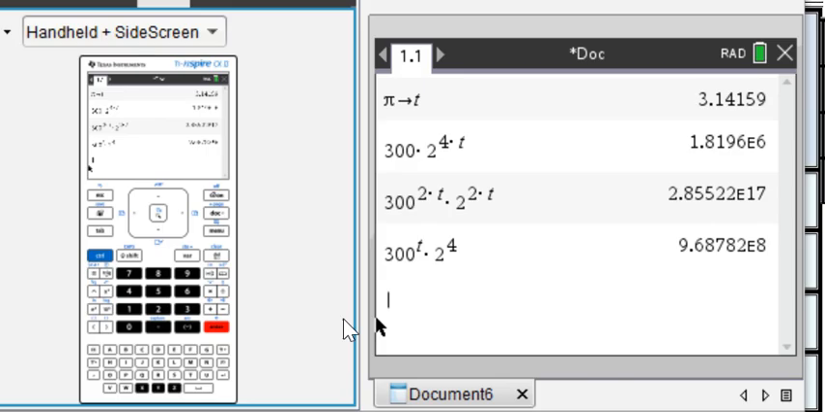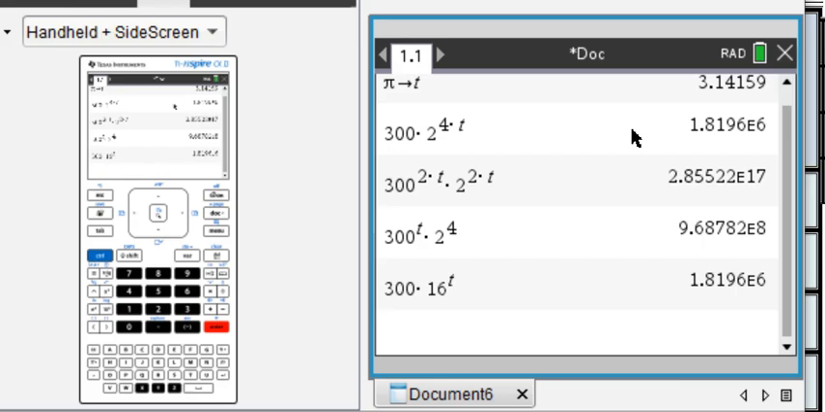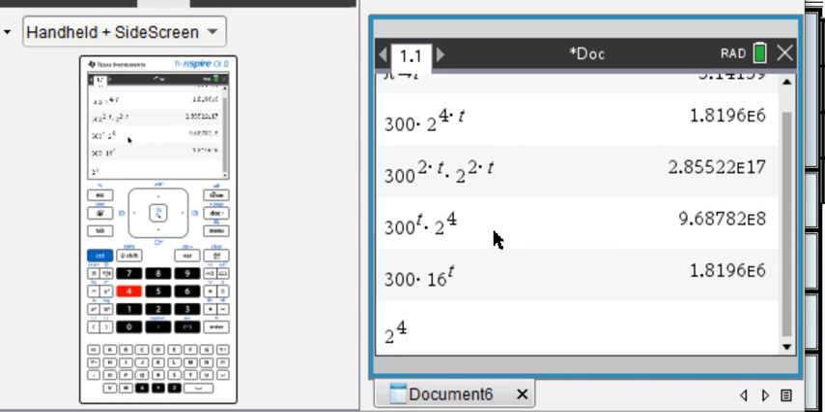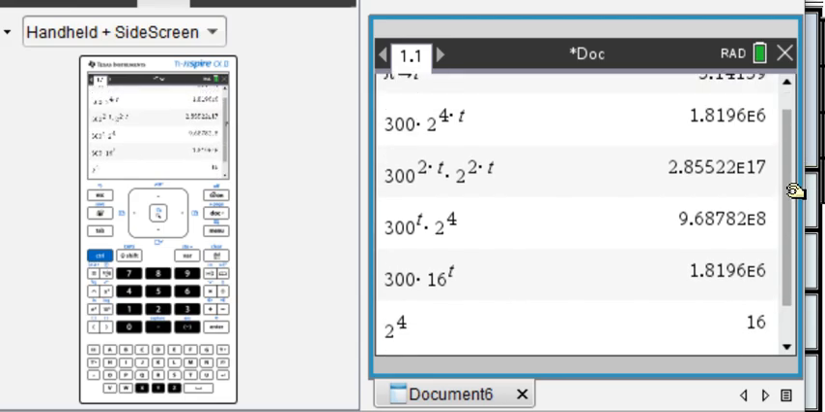Now my next input is 300 times 16 raised to the t power. And notice I do get the same answer as my original. So these two things are equivalent. And it kind of makes sense because if I say 2 raised to the 4th power, I do get 16. So if you know some of the algebra, if you know your exponent rules, that might have been a hint to try that one first.